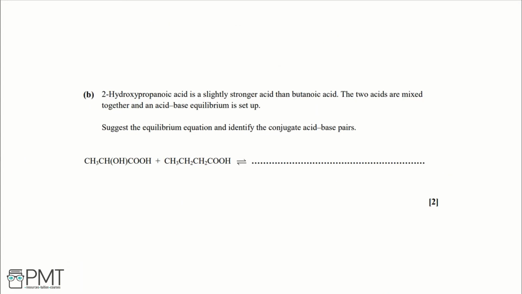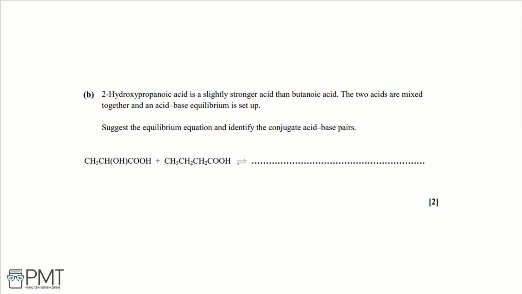Part B. 2-hydroxypropanoic acid is a slightly stronger acid than butanoic acid. The two acids are mixed together and an acid-base equilibrium is set up. Suggest the equilibrium equation and identify the conjugate acid-base pairs.